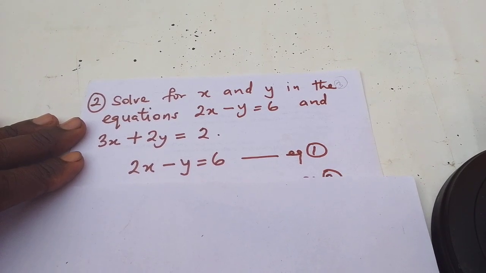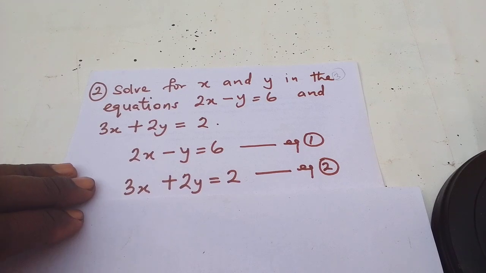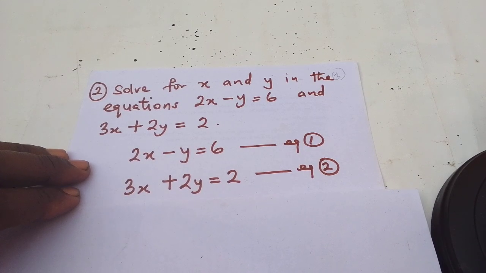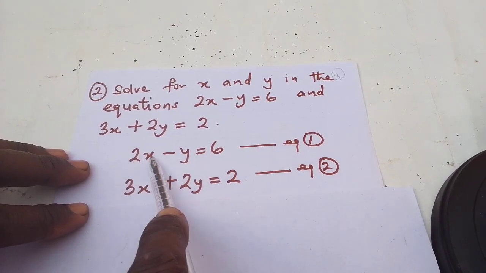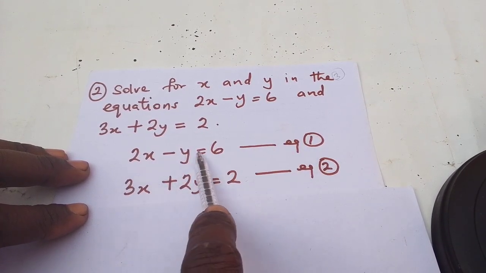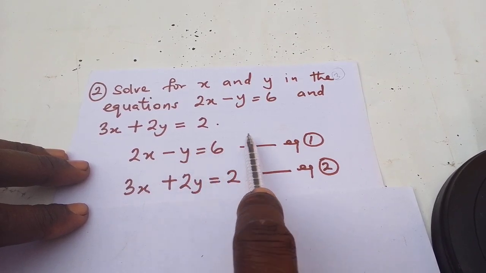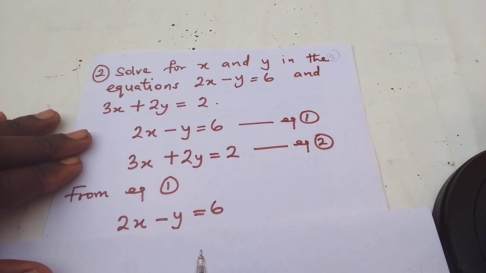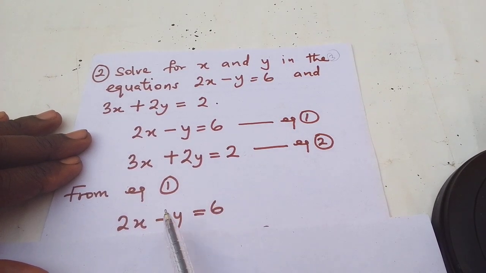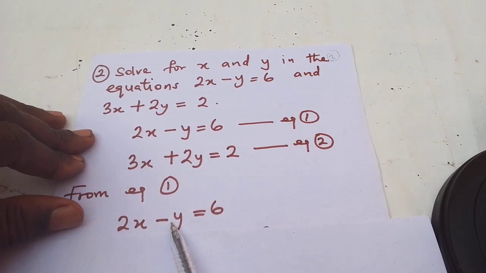And you are going to have 3x plus 2y is equal to 2 as the second equation. So that means you now make, from one of the equations, I'm going to use equation 1. I'm going to make one of these, x or y, the subject of formula. So from equation 1, which is 2x minus y is equal to 6, I'll try to make y the subject of formula since it is having the coefficient of 1.